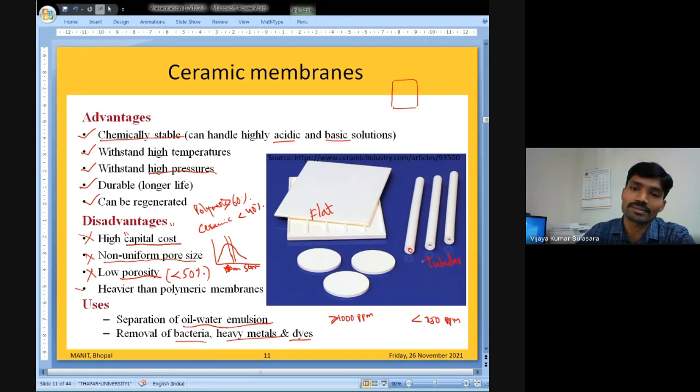In case of tubular membranes, we require different equipment like extruders. Using extruders, we can prepare tubular membranes, but the success rate is less. In case of ceramic membranes, the success rate is less in making tubular membranes. They may be defective. So flat membranes can be easily prepared using a simple die. Using a simple die, we can fabricate flat type membranes.